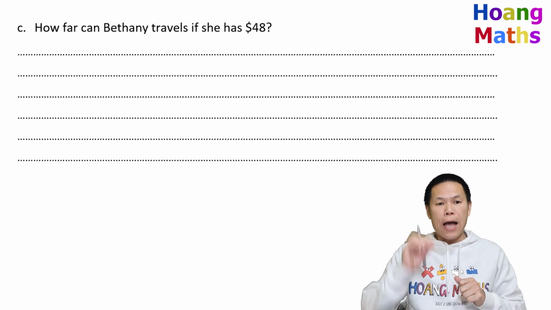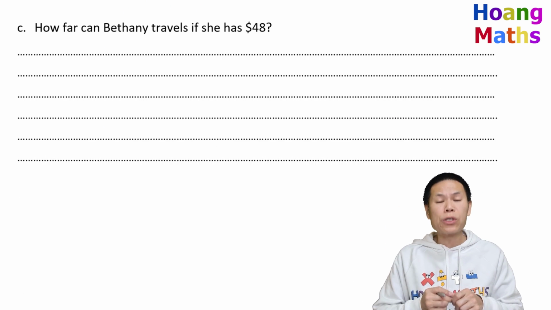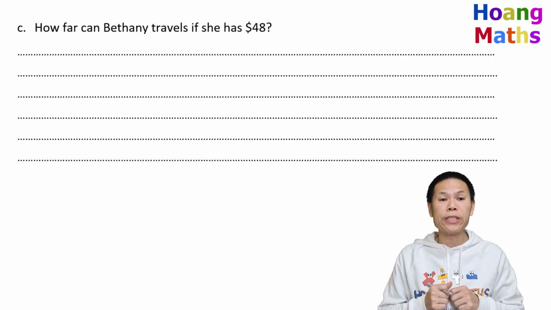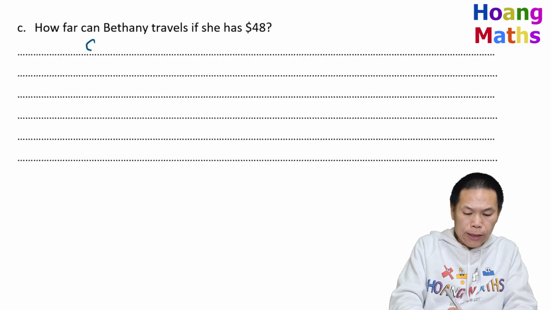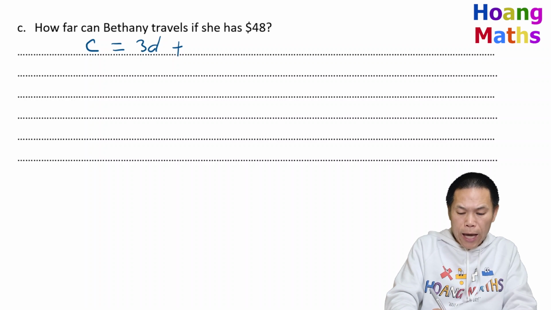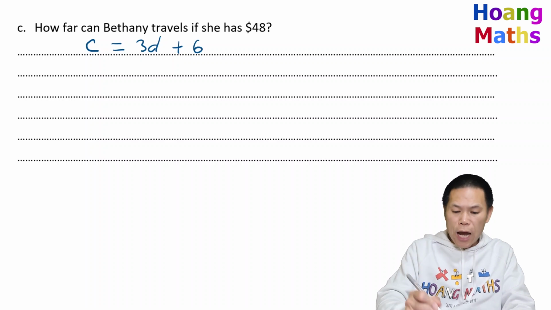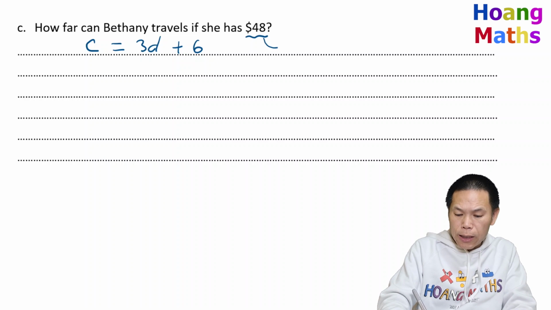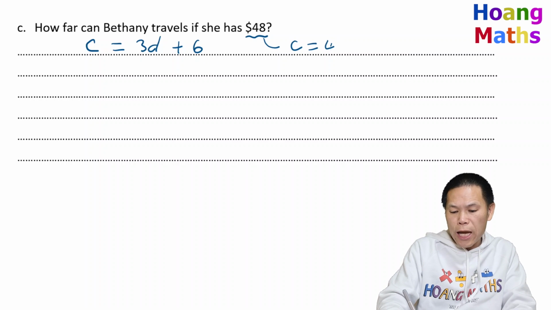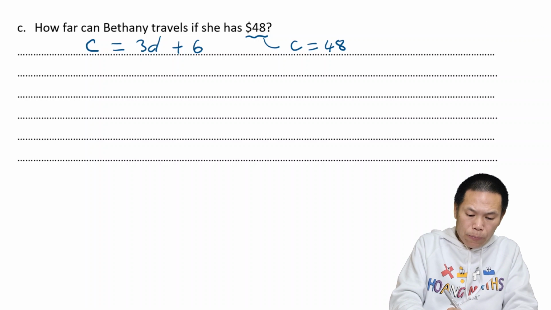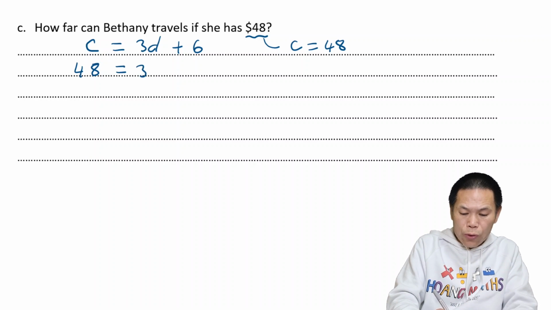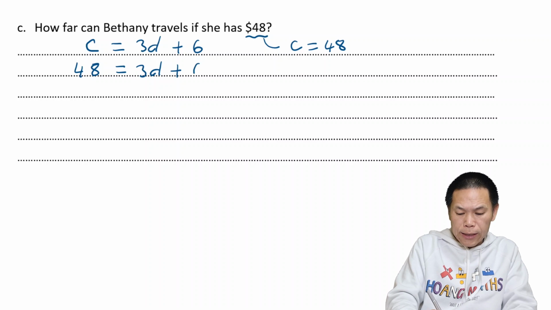Part C. How far can Bethany travel if she has $48? So first of all, we know the rule is this: C equals 3d plus 6. So this time, C is equal to 48. So we just need to solve for d. That means 48 is equal to 3d plus 6.